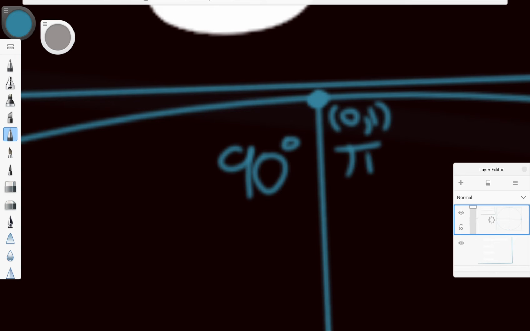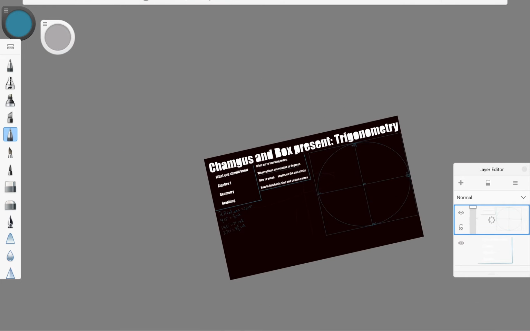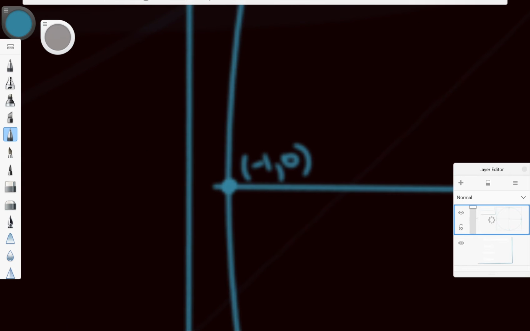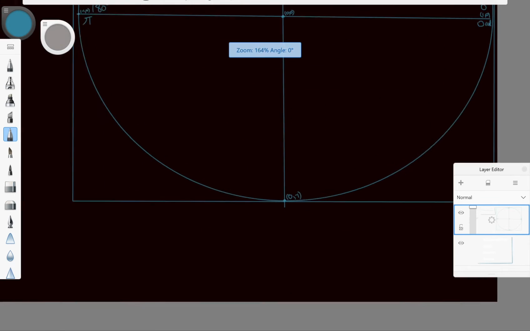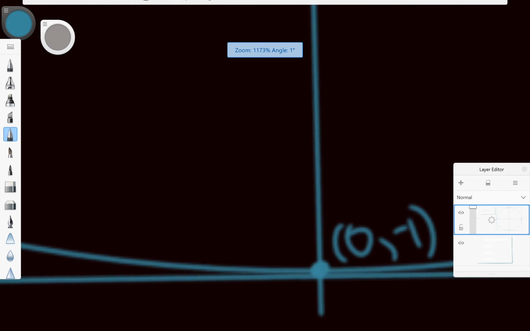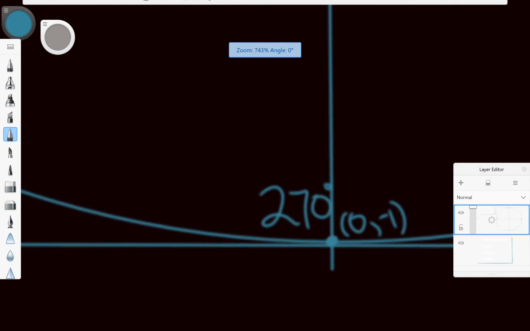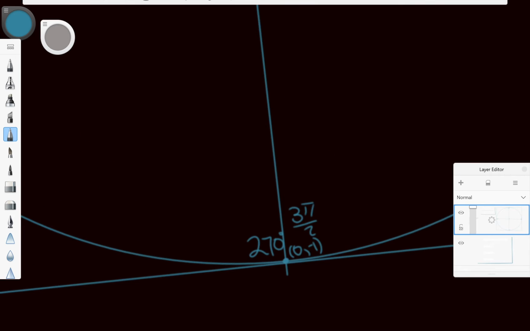Or pi over 2 radians. Here you're going a full semicircle, which is 180 degrees. Oh my god, why are you doing this? 180 degrees and pi radians. Can you see that? Wow, you can actually see it. This one you're going 3/4 of a circle, so 270 degrees or 3 pi over 2 radians.